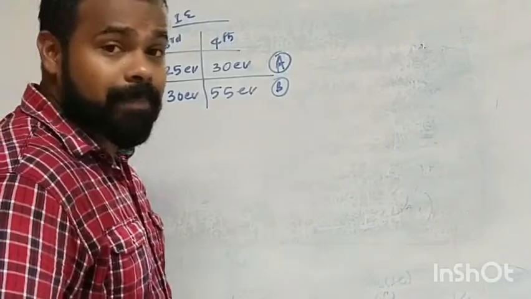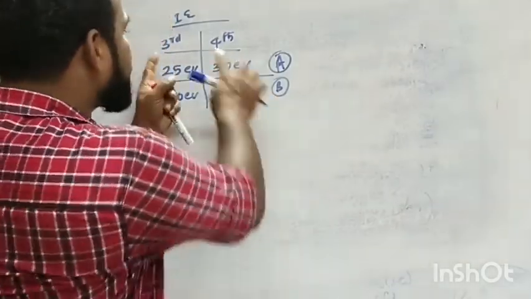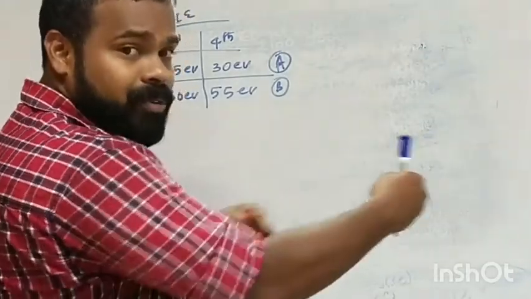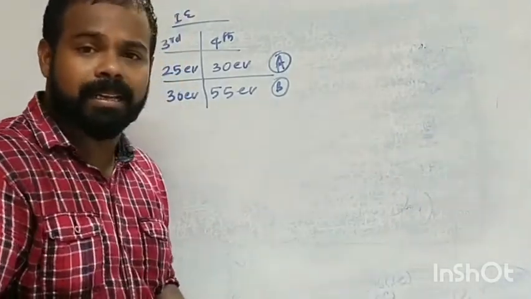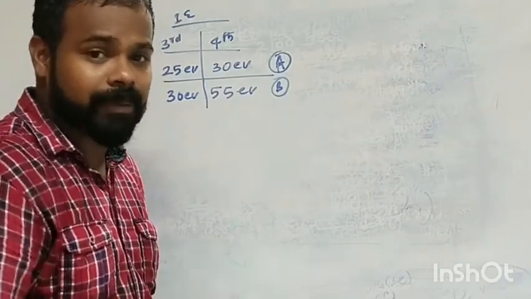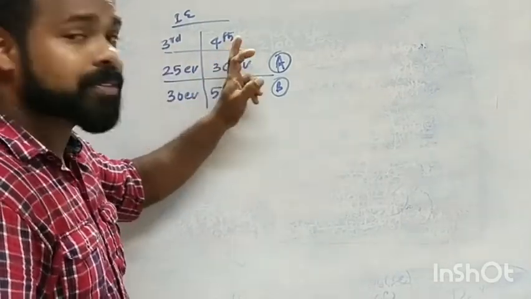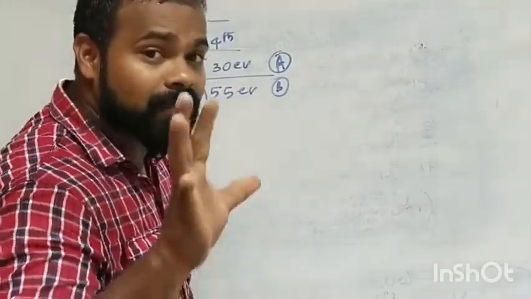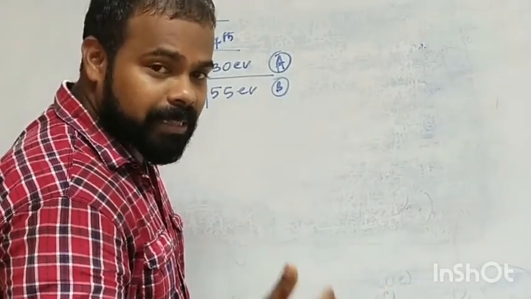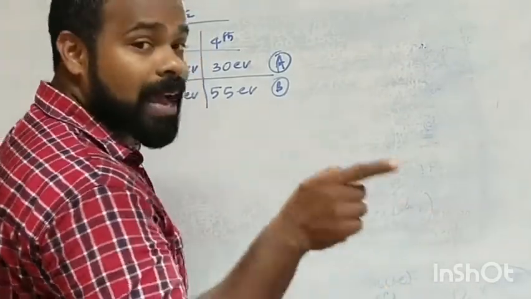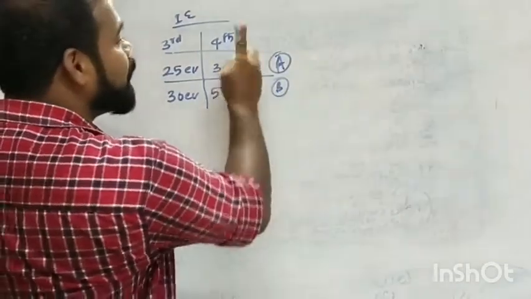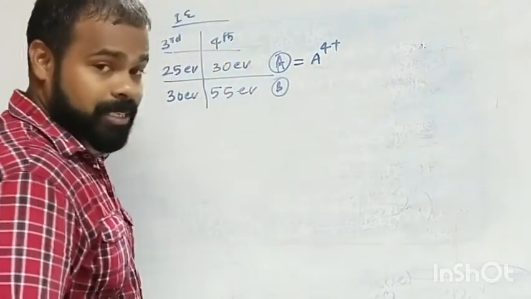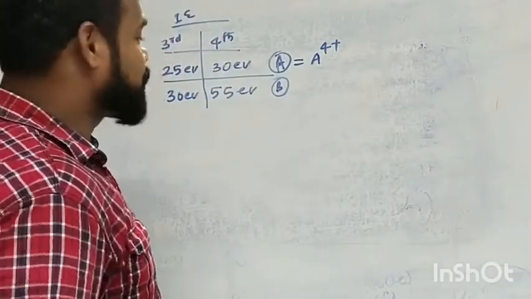Here, what is the stable oxidation state of A? First you check these two, any two we want to select, meaning the nearest ones only. If we choose the second, then consider first and second, otherwise second and third. If we choose the fourth, then third and fourth, otherwise fourth and fifth, take only one. Here 25 and 30, what is the difference? Only 5 eV. If the ionization enthalpy difference is below 15, sure, the highest oxidation state is possible. Therefore, A 4 plus is the stable oxidation state.